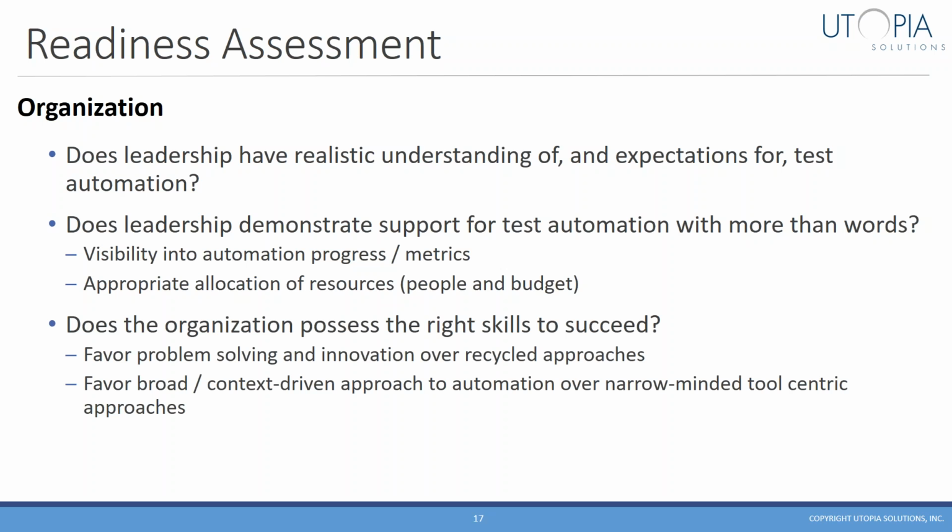Next, does the team have the right skills to succeed? From my experience, it's more important to have an innovative person with strong problem-solving skills than someone that has used a specific tool for the past 5 years over and over the same way. Similarly, I'm likely to have more success with someone that has more generally applied automation concepts in the past than, again, applying the same approach or the same tool over and over again.